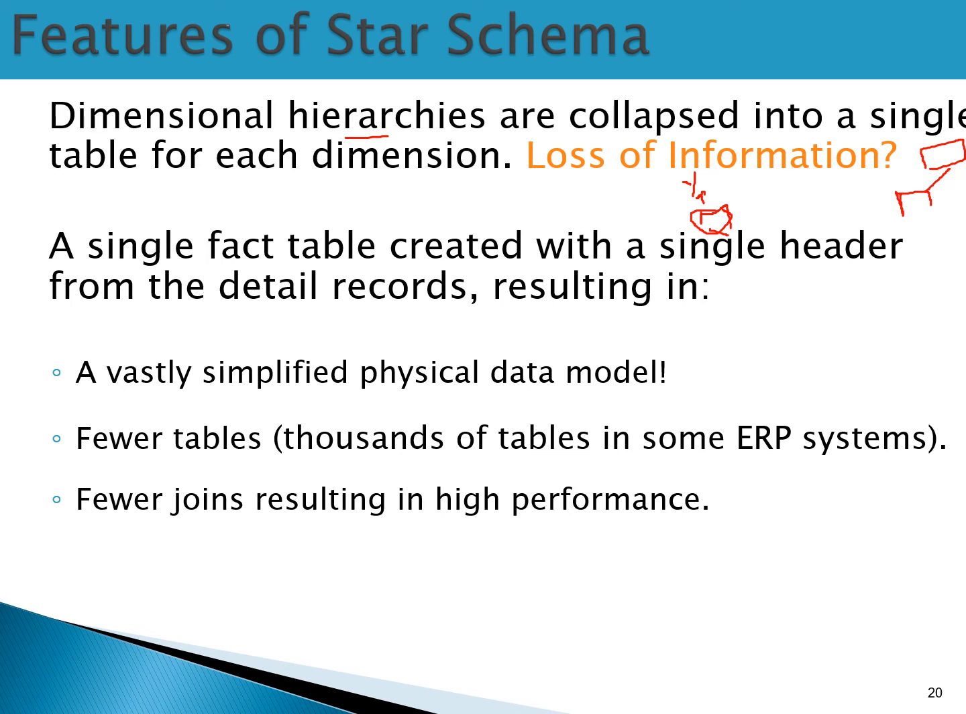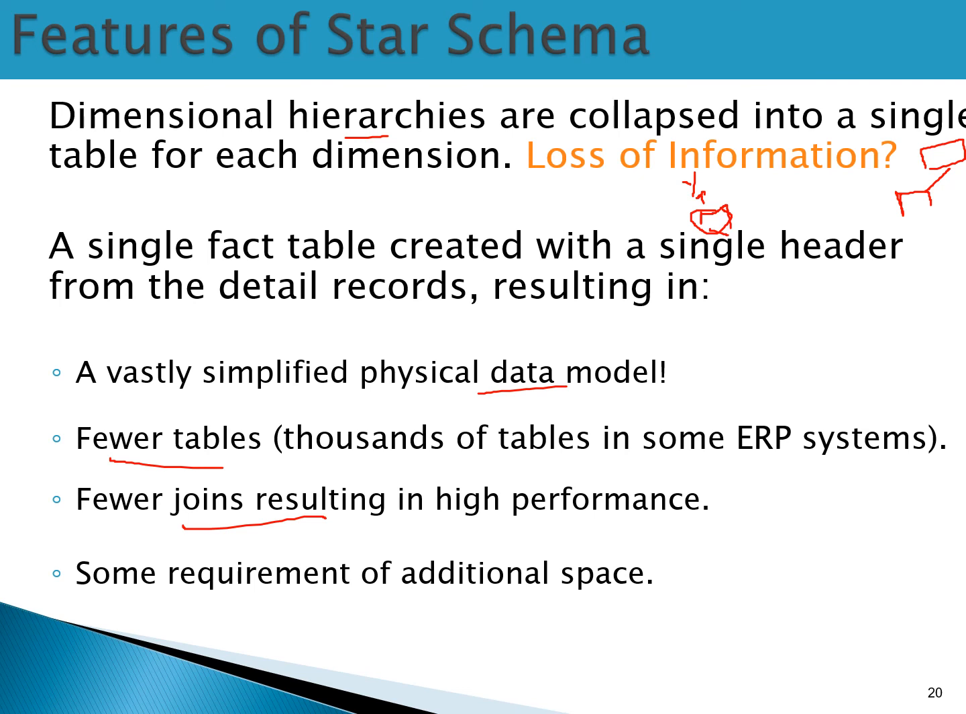A single fact table created with a single header from the detail records results in a simplified physical data model, and it has fewer tables as compared to the ER model. As a result there are fewer joins because there is only one type of relationship. There are automatic SQL generators as well. If you provide such a schema to automatic SQL generators, it becomes easy for that tool to generate SQL against that. So it results in high performance, with some requirement of additional space.